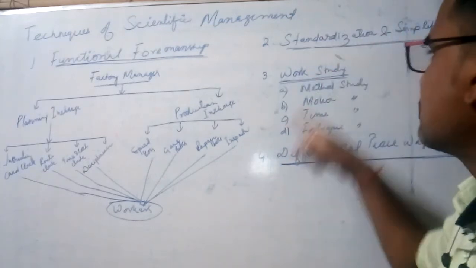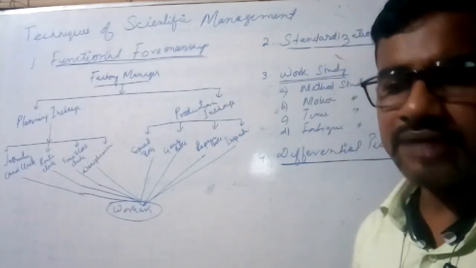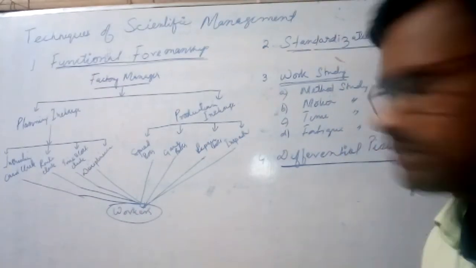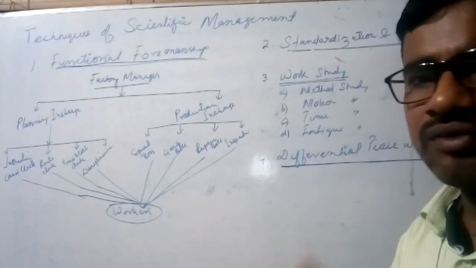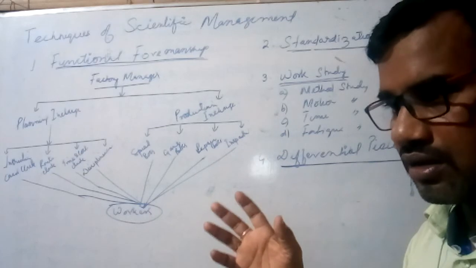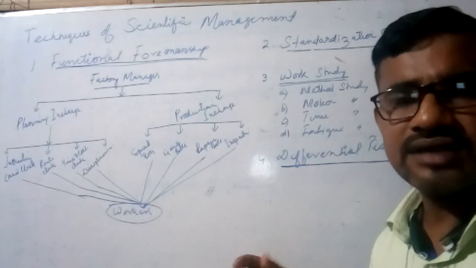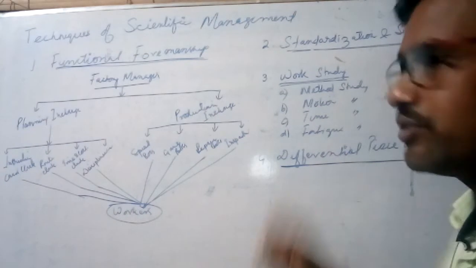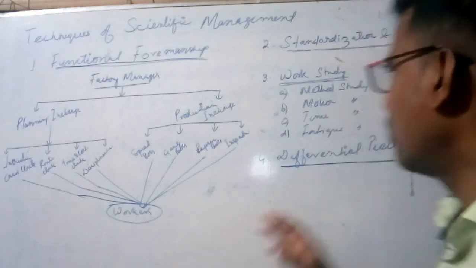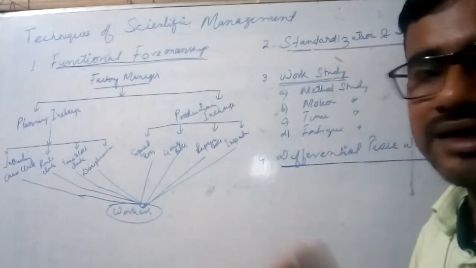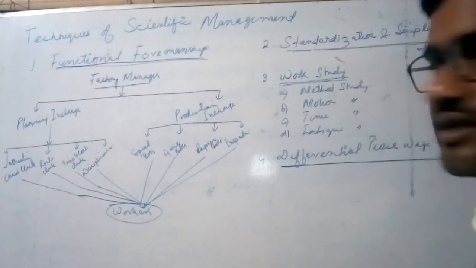And third one is work study. So this is again one more important technique that was set up by Taylor. Under work study, the manager should study the work from a different angle, by which you can bring scientific method in your management. So under work study, you should study the work thoroughly before implementing it. What does work study include? Method study, motion study, time study, and fatigue study.